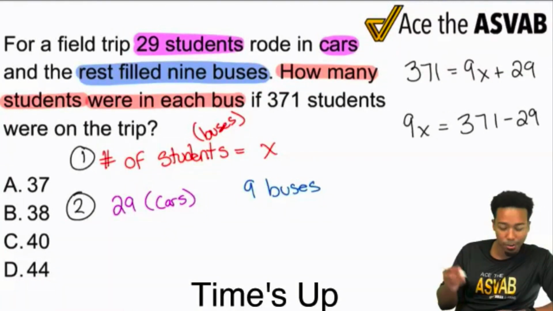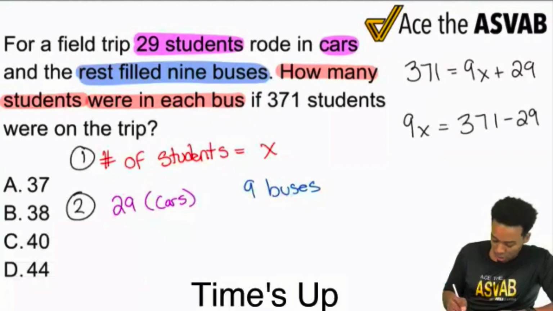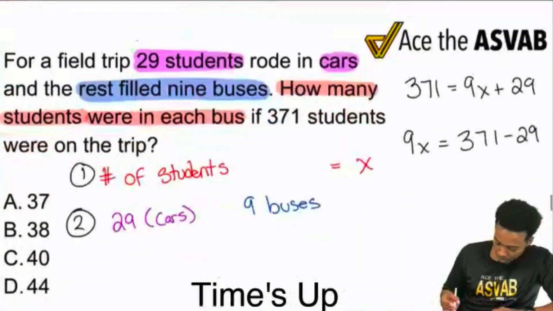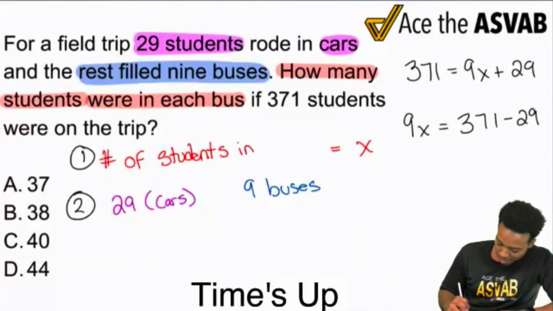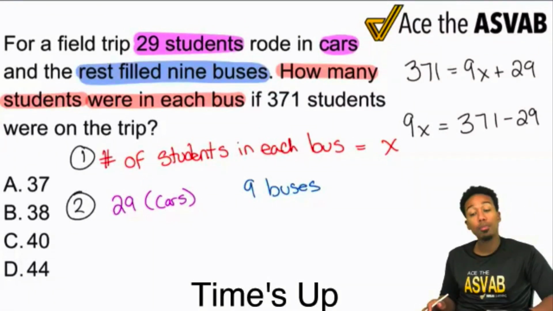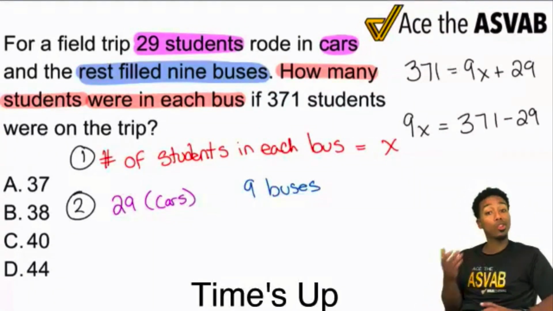So let me clarify this to make it a little simpler, a little easier to see, because I think it deserves that for sure. The number of students, whoops, you didn't see those other questions. In each bus, right here. Okay, the number of students in each bus is what we're looking for.